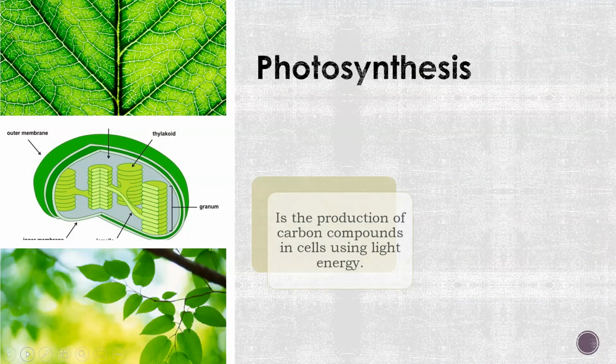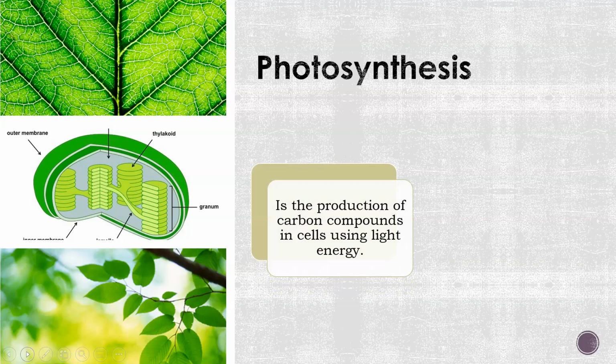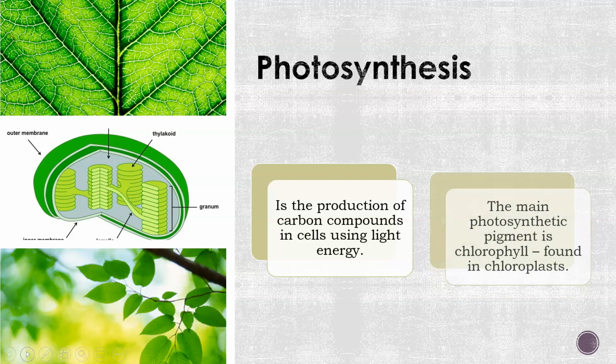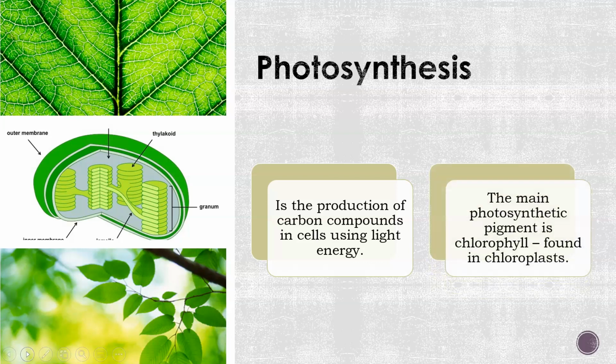Okay, photosynthesis. Photosynthesis is the production of carbon compounds in cells using light energy. Photo, light; synthesis, building compounds. The main photosynthetic pigment is chlorophyll, and this can be found in the chloroplasts in the leaf cells, as you would know. Not just leaf cells, any green cells. Do they have to be green? That is the next thing we will find out.